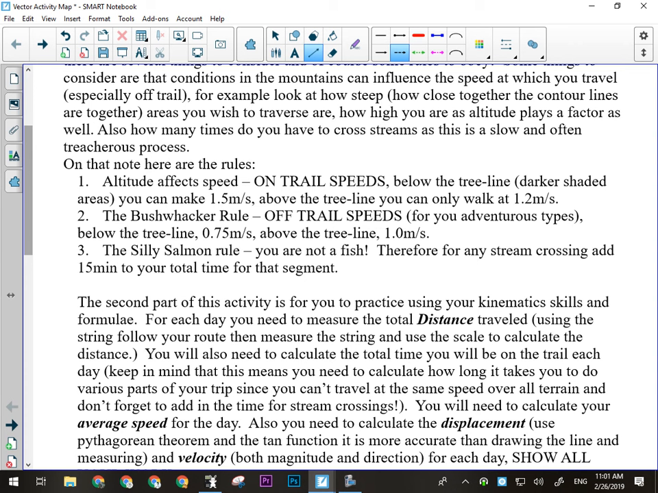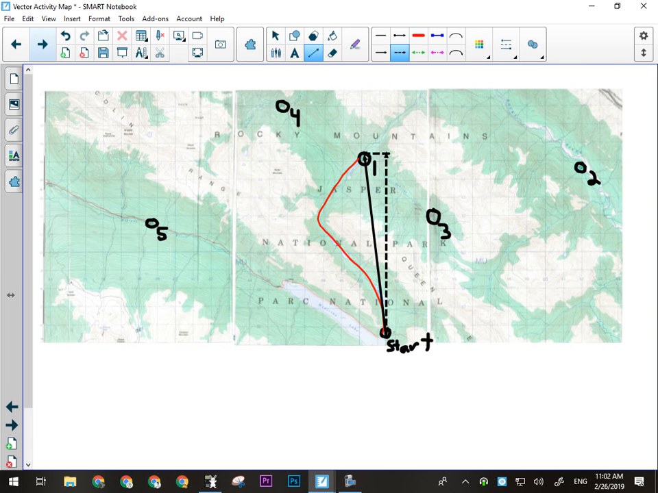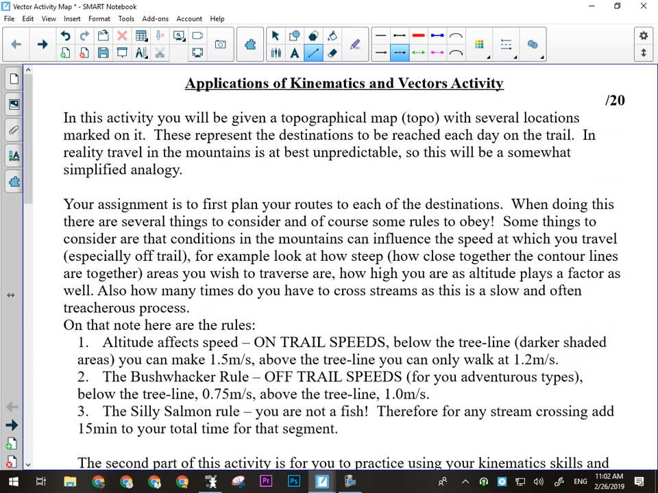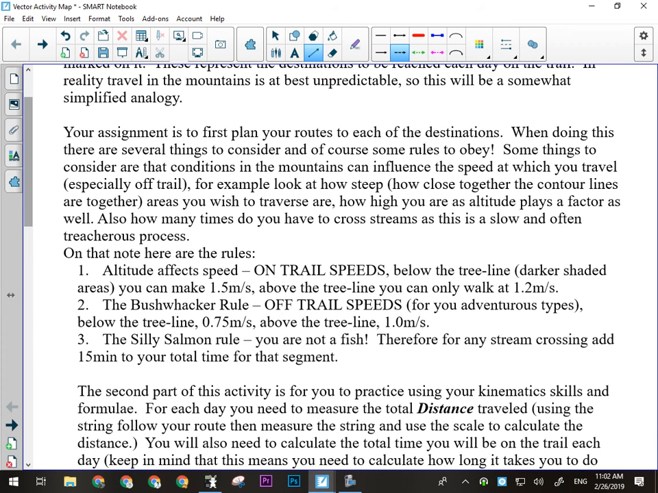We're not going to be going that high because there aren't any mountains that high in the Rockies. But altitude still affects speed. So here's what you need to know: if you are on the trail, so if you're on a dotted line somewhere, and you're below the tree line, which is any areas that are green, that would be in the trees and on a trail, then you can walk at 1.5 meters per second, which I know seems slow, but actually it's a pretty good clip if you're carrying a pack. If you are above the tree line and on a trail, you can walk at 1.2 meters per second.